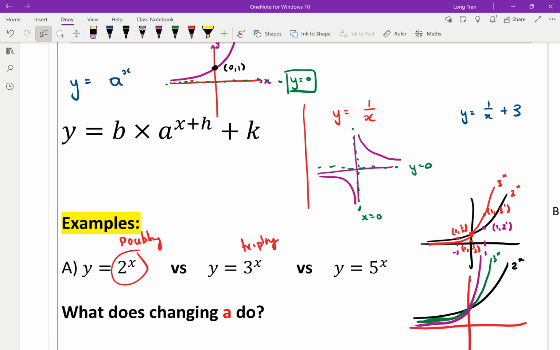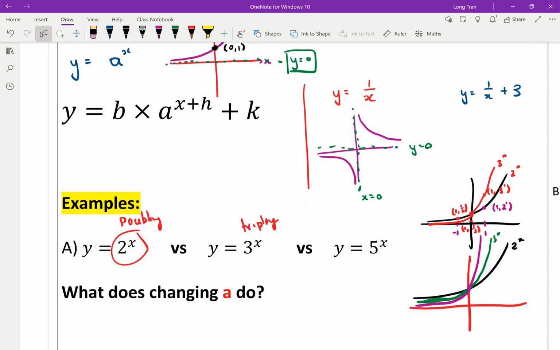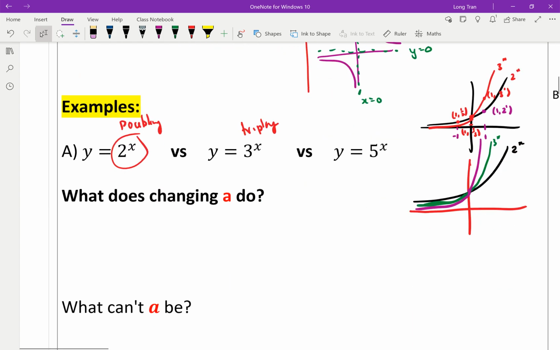Okay, now in year 12, they will focus on what the A value is. So something like, this is one of the multiple choice questions in year 12. They ask you, what does changing A do? Okay, so then you would say it makes it steeper or less steep in the negative side. But then the next question is, logically, what can't A be? Can't be 0. Why?